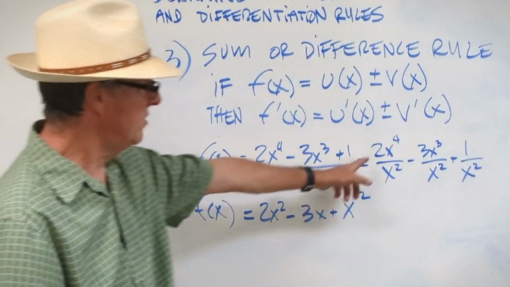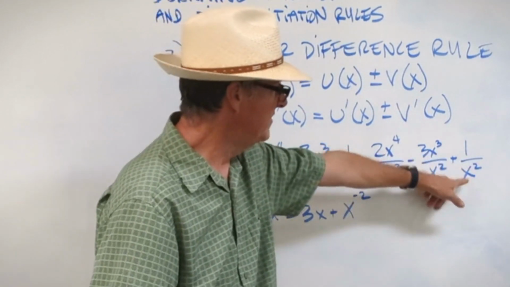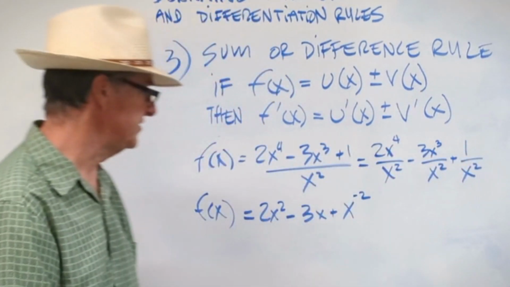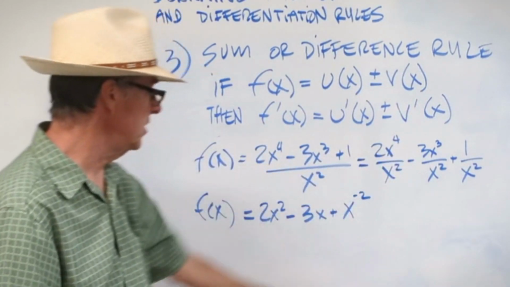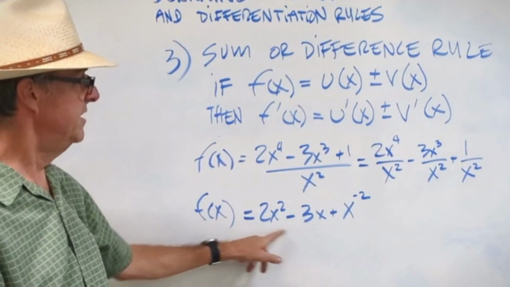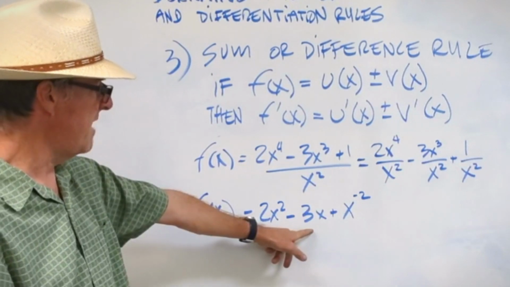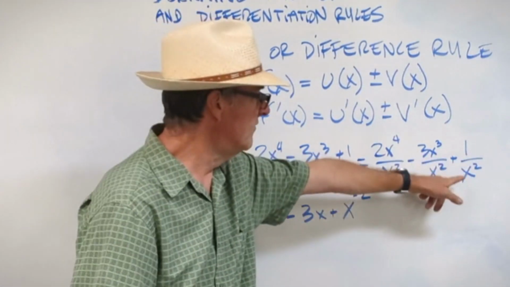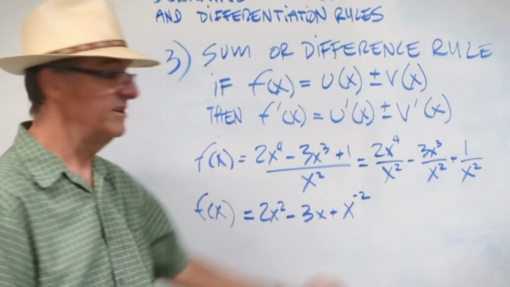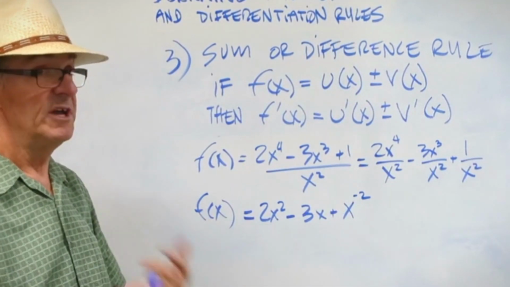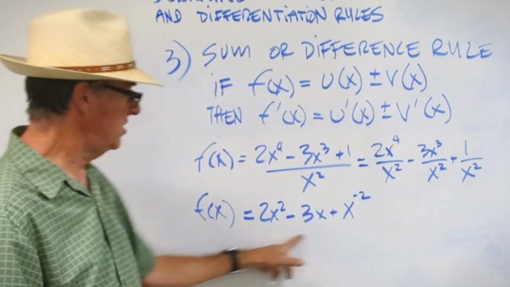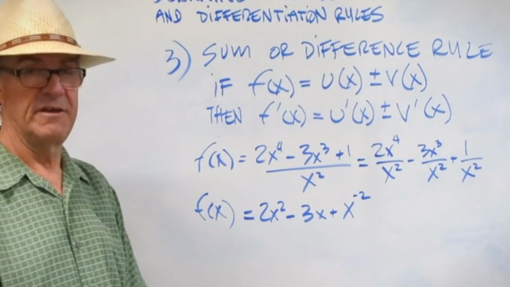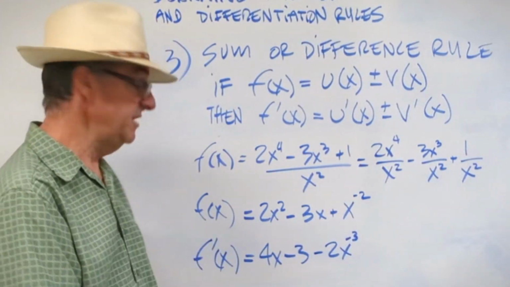So check this out. I just reduced my fractions, and then I made this one go up on the positive side. So I have 2x to the fourth over x squared. That just becomes 2x squared. The same with the second term, reduces down to minus 3x, and then 1 over x squared is x to the minus 2. Now, what I want you to do is pause the video and use your sum or difference rule with your power rule and find me the derivative function of that function. All right, let's see how you did.